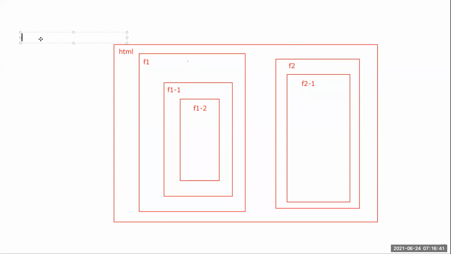So now if we want to move from HTML to F1, we can go directly. No need of changing or doing anything extra. We can move from HTML to F1 directly. Similarly, from HTML to F2, we can go directly, right? Because both are present inside the HTML only.